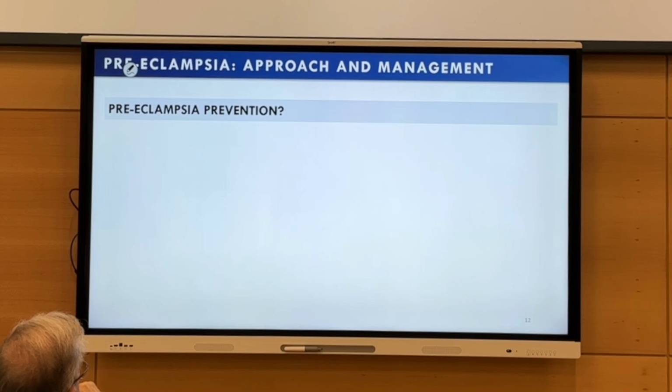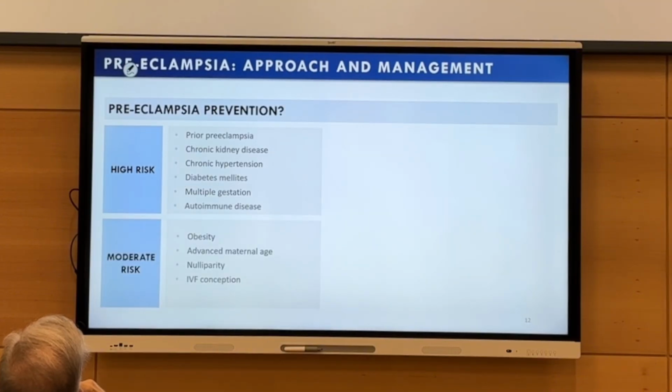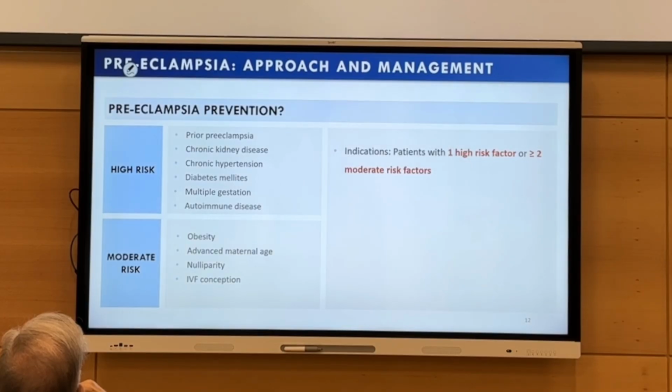Is there a way for preeclampsia prevention? Yes. You can give aspirin for high risk women. High risk means those who have prior preeclampsia, hypertension, diabetes, multiple gestation, very important. Any twin pregnancy, starting from 12 weeks, the mother should be taking aspirin. Moderate risk includes obesity, advanced maternal age, nulliparity, IVF conception. So the indication is if the patient has one high risk factor or two moderate.